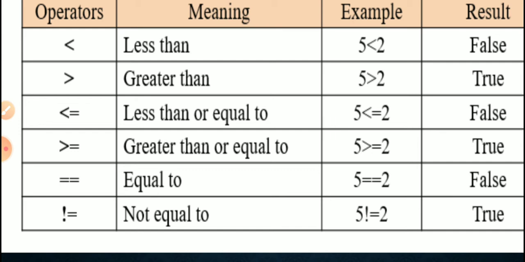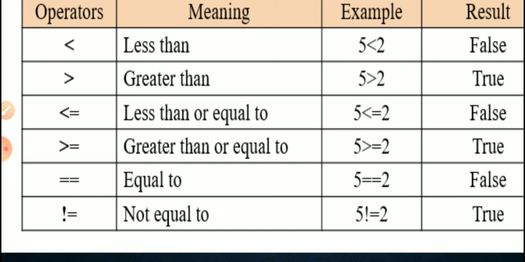Next one, lesser than or equal. So it may be less or it may be equal. Either less or equal. So 5 lesser than or equal to 2. 5 is not lesser than 2. At the same time, it is not equal to 2. If any one of the conditions is true, the result will be true. Okay. But here both the conditions are false. So it gives the result as false. 5 is not lesser. At the same time it is not equal. So the result is false.